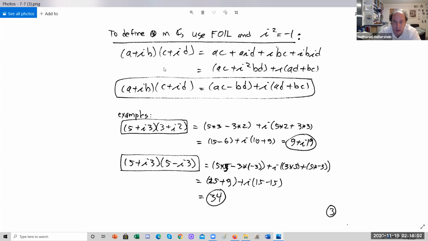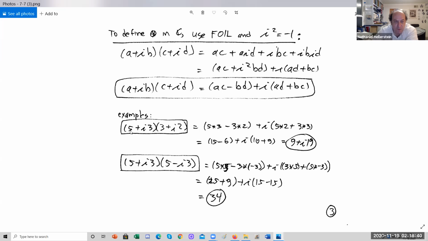First is ac, outer is a times id, inner is i times bc, and last is i squared bd. Now, okay, ac plus i squared bd here. These have a factor of i in common. You pull it out: i times (ad plus bc). And since i squared is -1, this really becomes ac minus bd, plus i times (ad plus bc). So this is a formula for complex multiplication, and it's sort of tiresome to memorize, so you might as well just use FOIL and i squared equals -1.